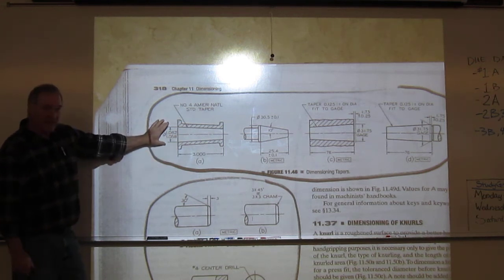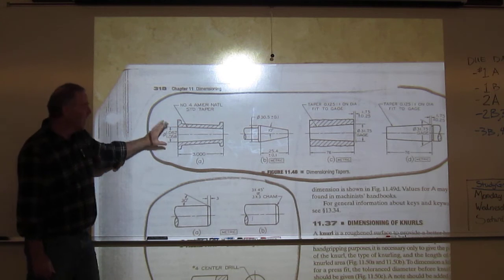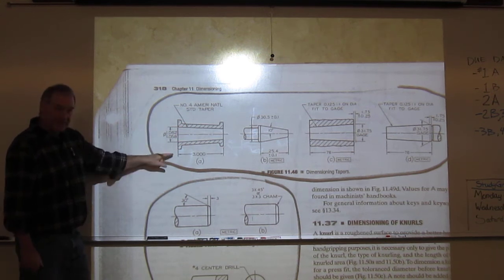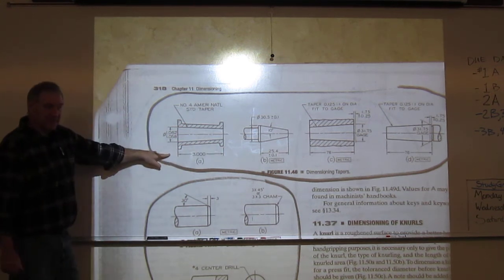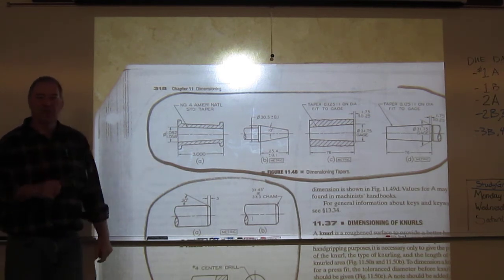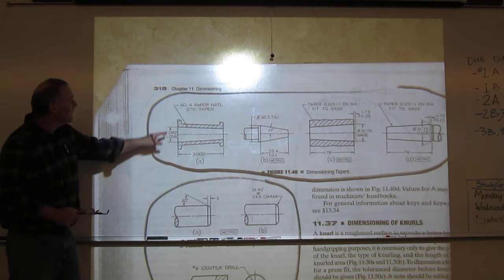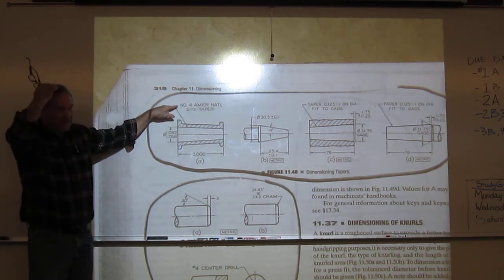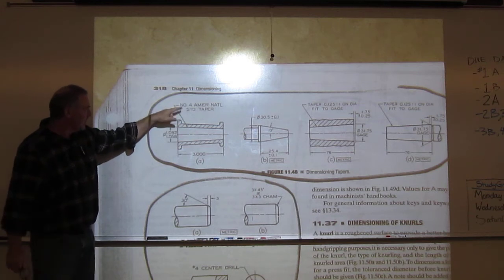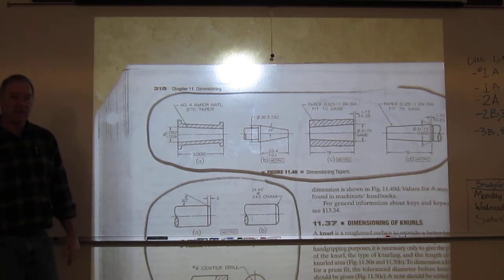They give one diameter. It doesn't really matter which diameter you give, whether the small one or the large one. The author just shows them all with the large one. Then we must give the length of the taper. That's given here. And then we give the deviation from the center line. That's what this is right here. It's pointing to the outside object line since it's shown in section. But it's a number 4 American National Standard taper.